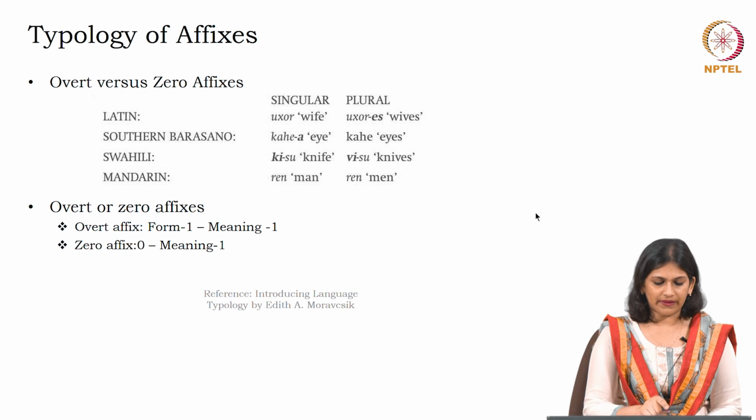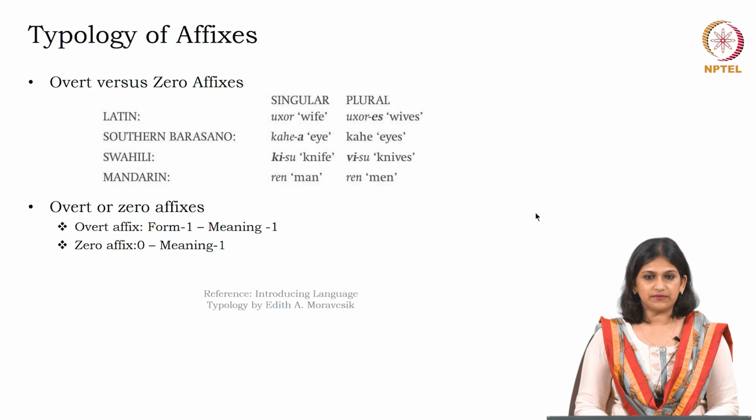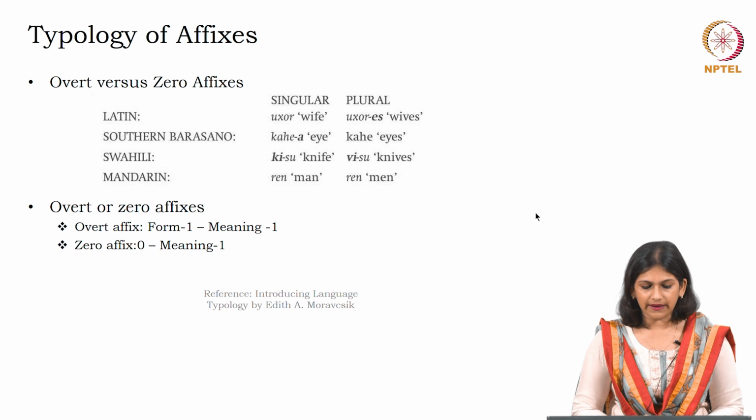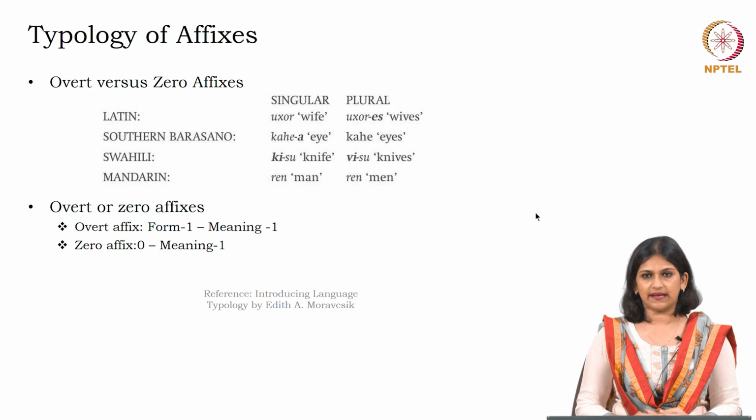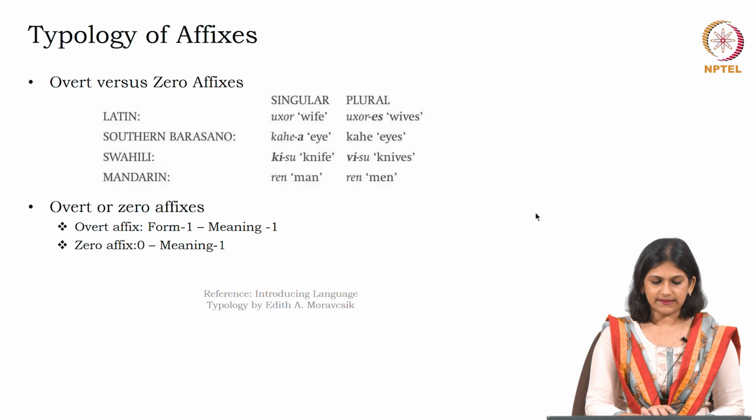We have four different languages here: Latin, Southern Barbasano, Swahili, and Mandarin. When I discuss the data, you need to find out which language has overt affixes and which language has covert affixes, or the zero affixes. Okay, so let's look at Latin first.